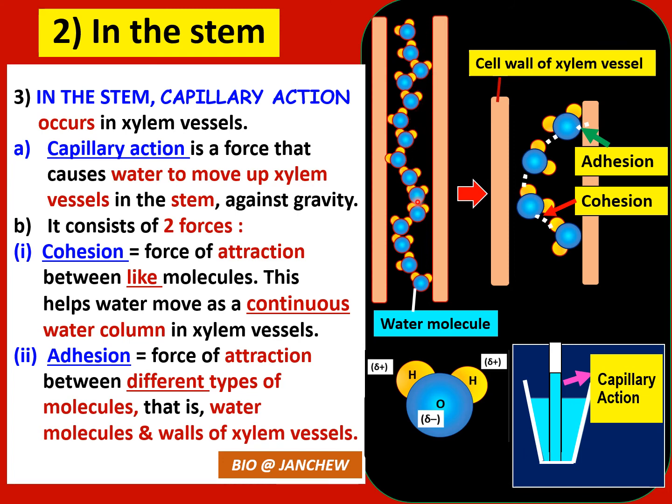So water will move out as a continuous water column, like a string of beads that are pulled upwards, right? There's a string of beads that are connected to each other. So the force of cohesion helps water to move as a continuous water column in xylem vessels. And then there's another force, which is the force of attraction between different types of molecules, for example, between the water molecule and the wall of the xylem vessel. The molecules here are different, but there is a force of adhesion between them.